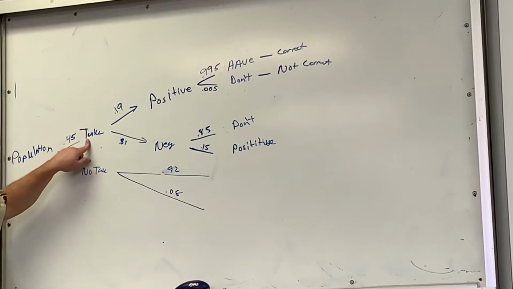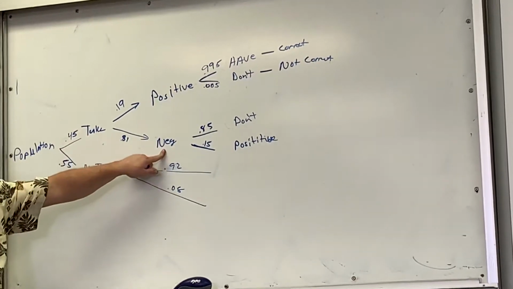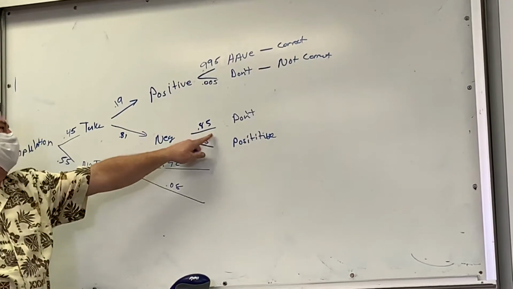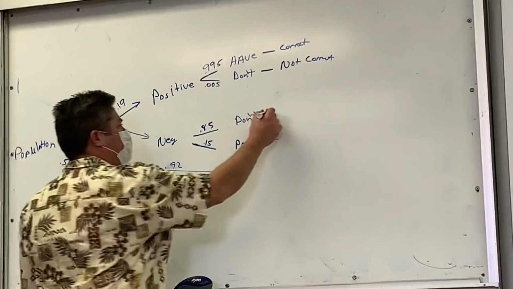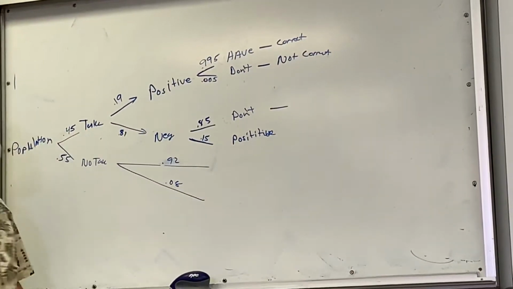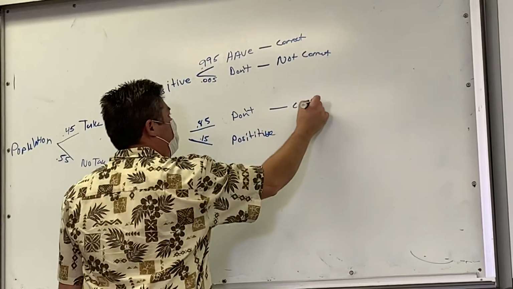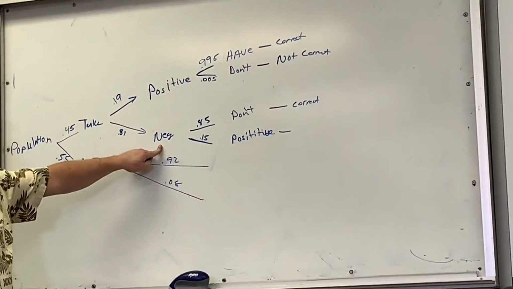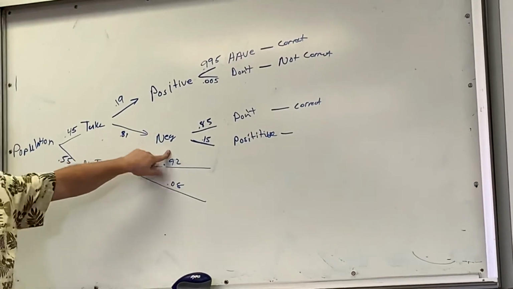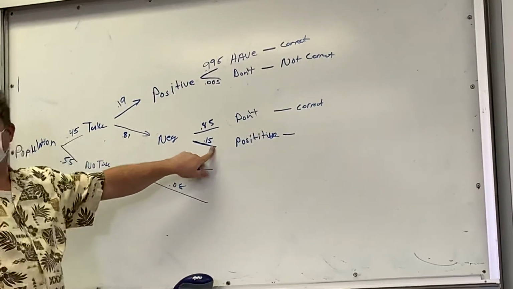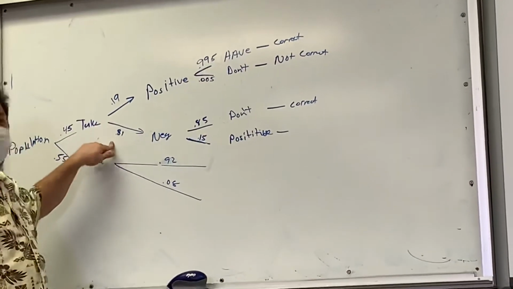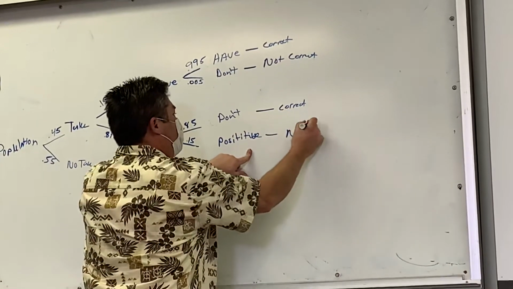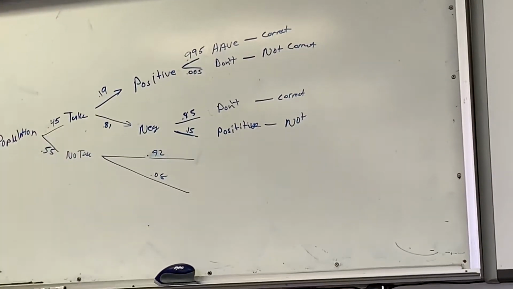Okay, they take the test. They're negative. They don't have coronavirus. What's the chances of, and is this diagnosis correct? Yes, that's correct. They take the test. It comes back negative. 81% of them will come back negative. But they're really still positive. 15% of that 81% is now what? Positive. Is this correct? Not correct. Everybody with me so far?